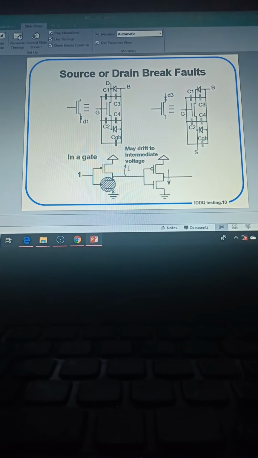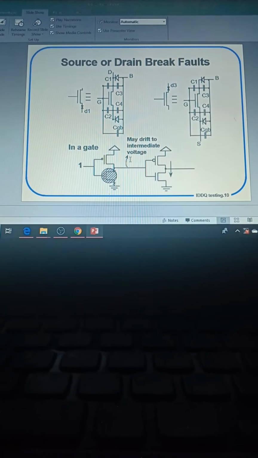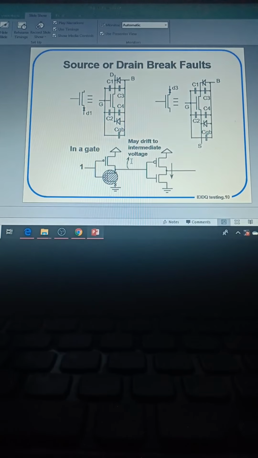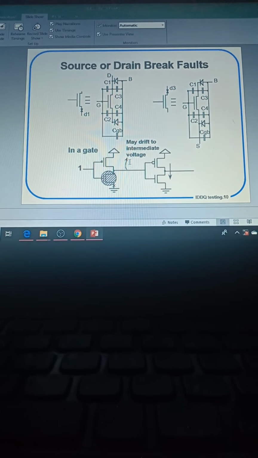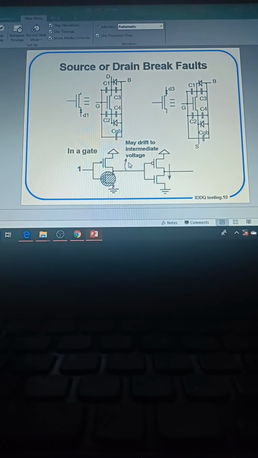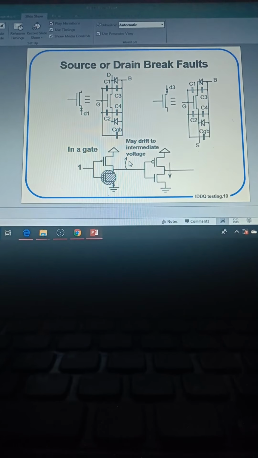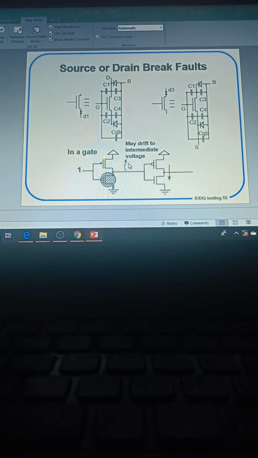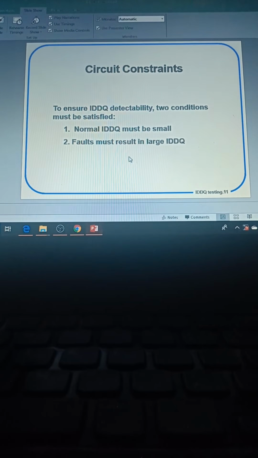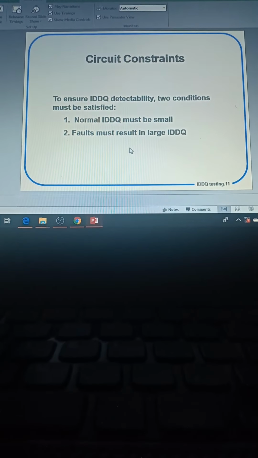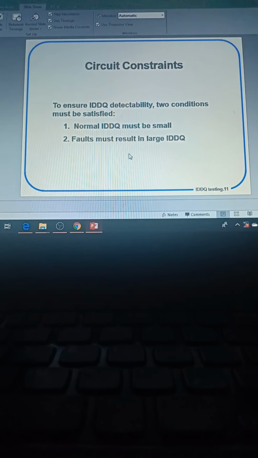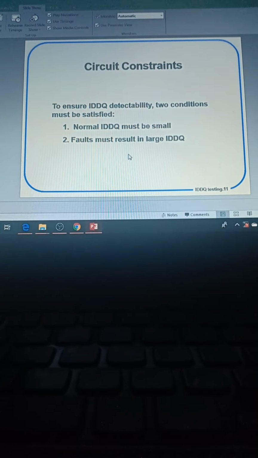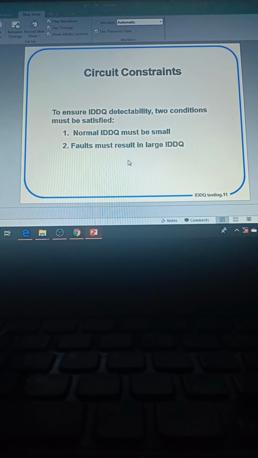Also, in case of a source or drain break fault, suppose there is any break in the source terminal or drain terminal, the intermediate voltage will rise so that a large IDDQ flows at the output, and this is considered a source or drain break fault. IDDQ can be detected under two conditions: the normal IDDQ must be small, and a large IDDQ will flow if there is any fault. Thank you.